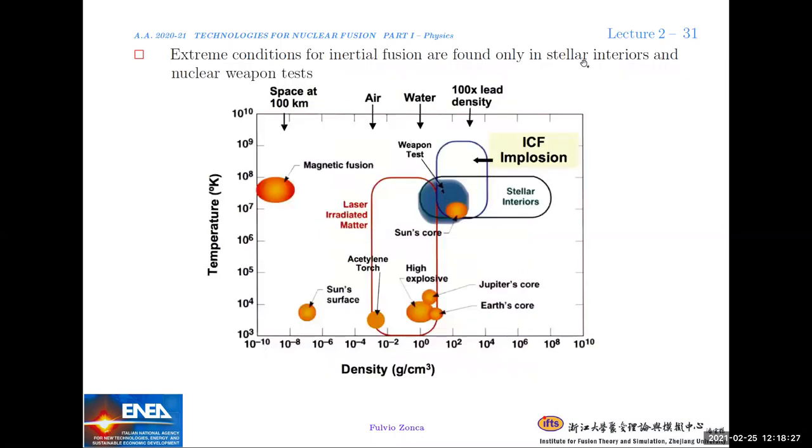So the extreme conditions of inertial fusion are similar to what is found in stellar interiors. This is the plot in terms of temperature and density that I already showed yesterday. This is only part of that plot. It is not as complete, but if we collocate magnetic fusion in this range, so this is density in grams per cubic centimeter, and here is the temperature, so you see it is between 10 to the 7 and 10 to the 8 degrees. Essentially, what is the target for inertial confinement fusion is in this region. Stellar interior is this one, okay? And the sun core, our sun, is here.